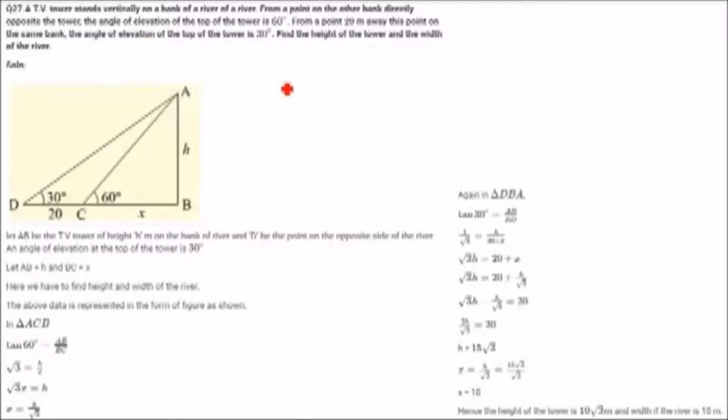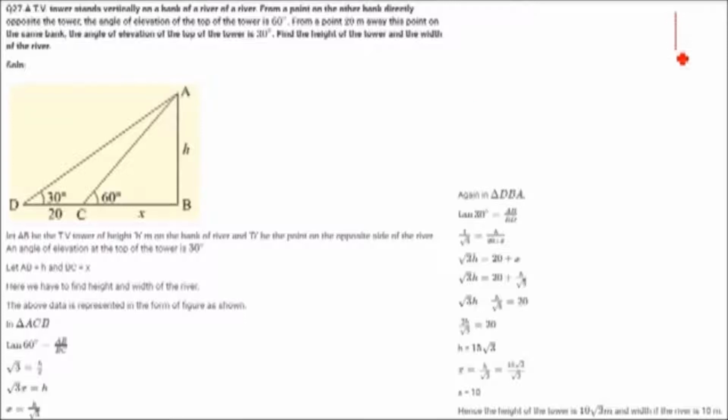A TV tower stands vertically on a bank of a river. From a point on the other bank directly opposite to the tower, the angle of elevation of the top of the tower is 60 degrees. From a point 20 meters away from this point on the same bank, the angle of elevation of the top of the tower is 30 degrees. Find the height of the tower and the width of the river.